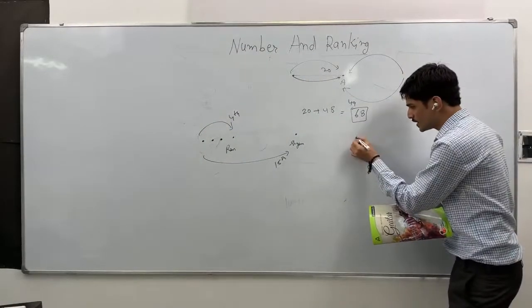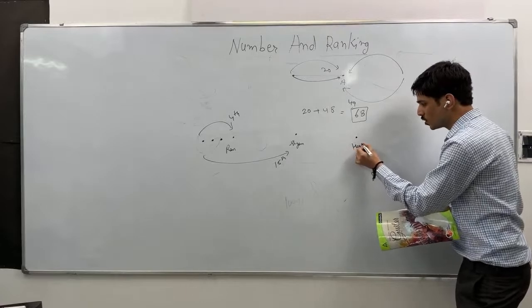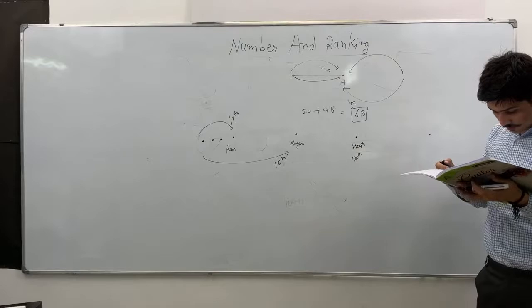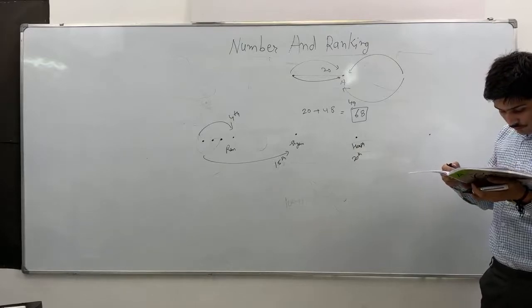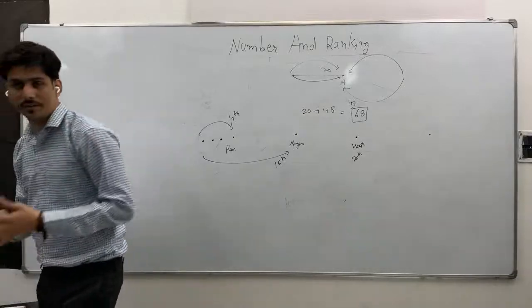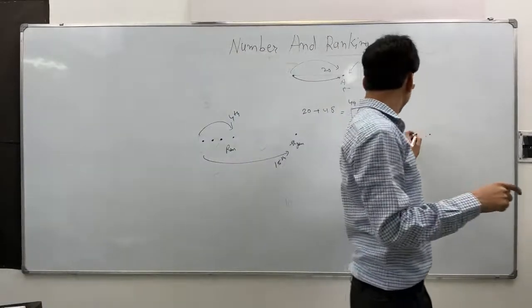So let's say there is Hers, 20th from the right hand. This is the right hand. Next they are asking what is the position of Ram from the right hand? Now they are asking what is the position of Ram from the right hand.